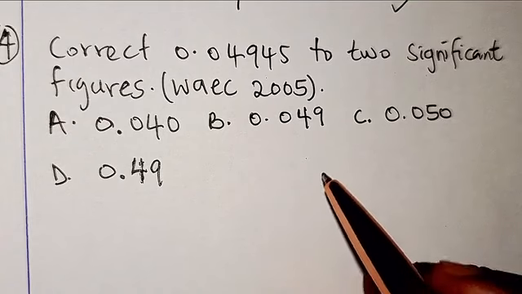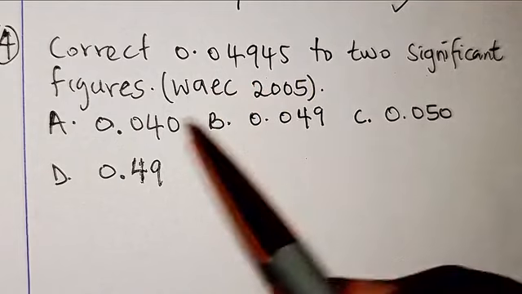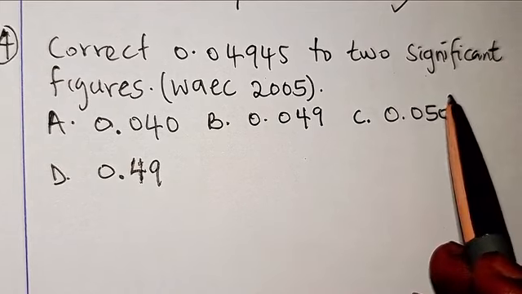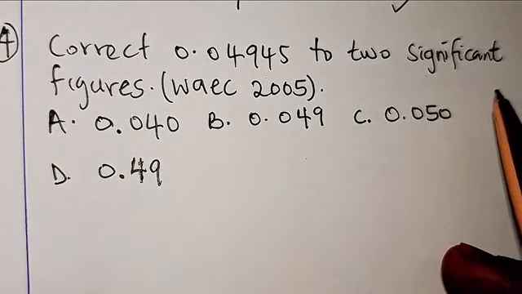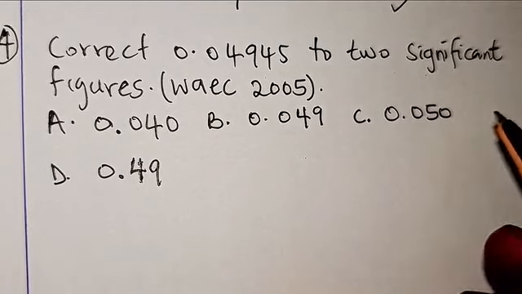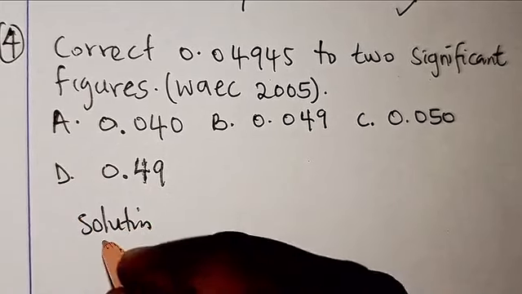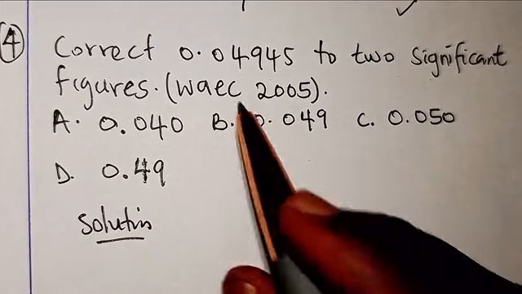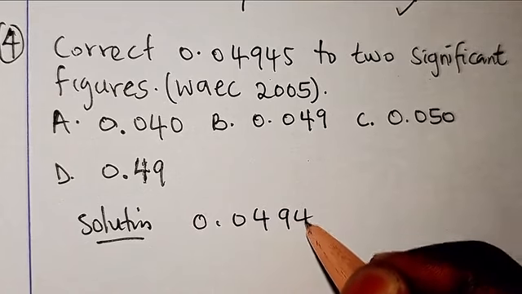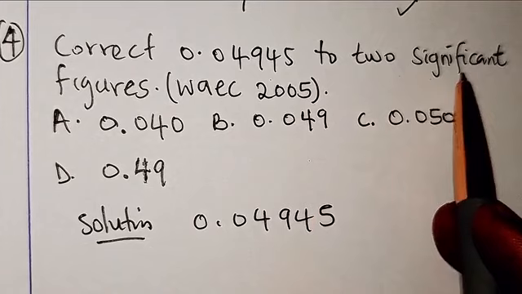So question number 4, the question said correct 0.04945 to two significant figures. We have the options. Now pause this video, go and do it, and come back to check the solution, right? From here, if you want to do this, this is what you are going to do. We have this number 0.04945 and we want to correct it to two significant figures.